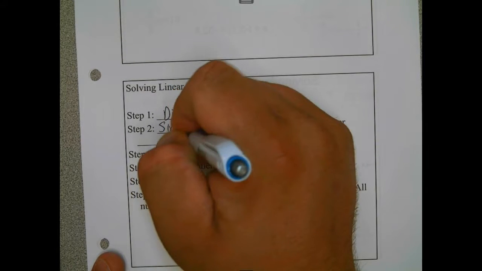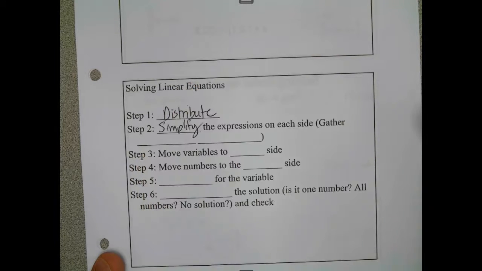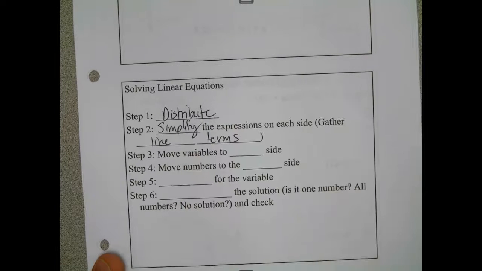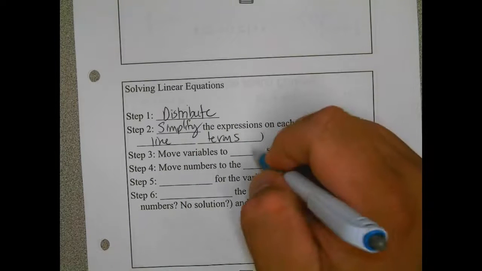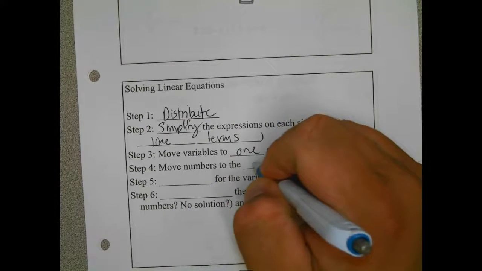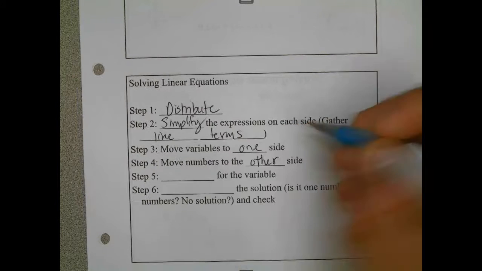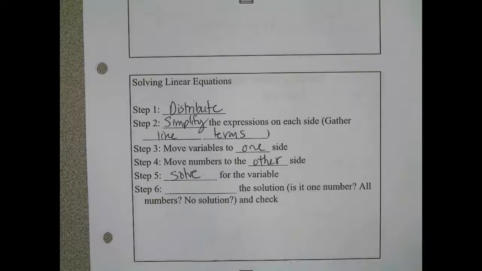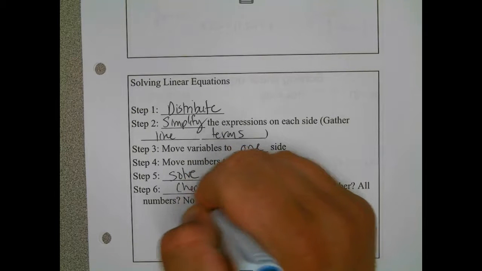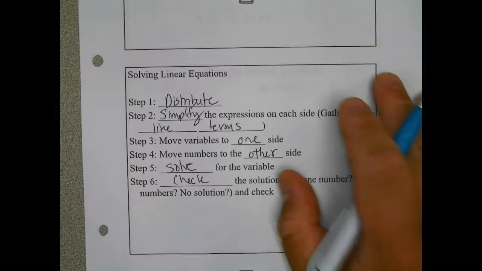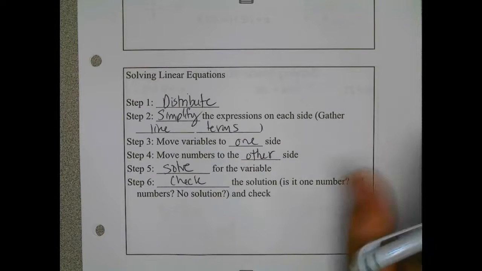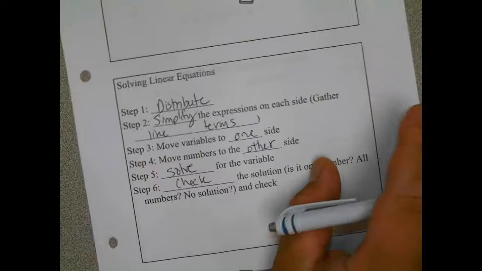Step 2 is to simplify the expressions on each side by gathering like terms, which is what we learned on day 1. You move variables to one side, you move the other numbers to the other side, and then you solve for the variable. And then finally, you're going to check the solution. Is it one number? Is it all real numbers? Or is it not possible? And you can check that by placing it back into your answer to see if it works.